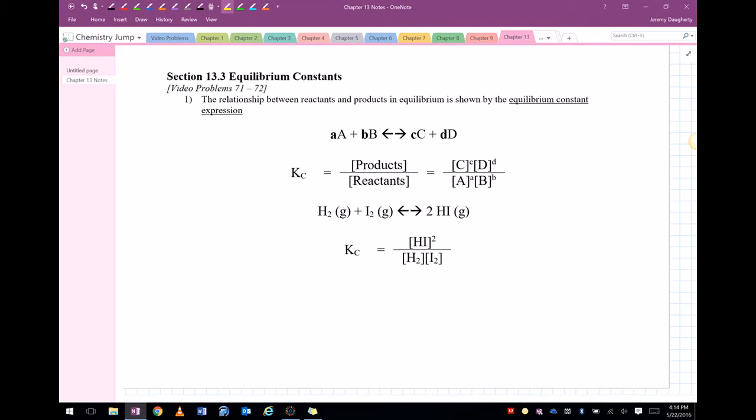Section 13.3, equilibrium constants. Go and check out video problems 71 and 72 when you're done with this video. You'll be doing a little bit of work with writing equilibrium expressions.